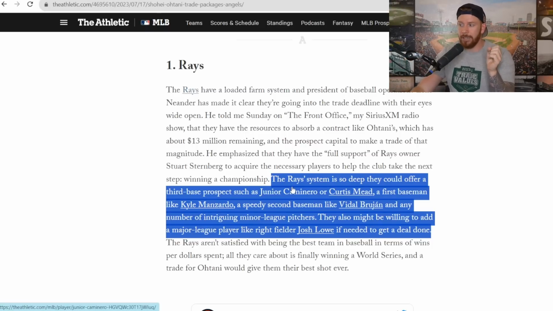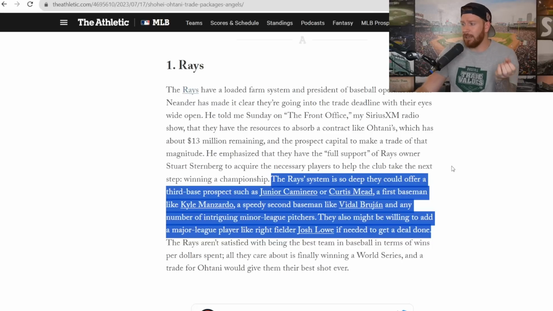So let's take a look here. He says the Rays system is so deep they could offer a third base prospect such as Junior Caminero or Curtis Mead, a first baseman like Kyle Manzardo, a speedy second baseman like Vidal Brujan, and any number of intriguing minor league pitchers. They might also be willing to add a major league player like right fielder Josh Lowe if needed to get a deal done.